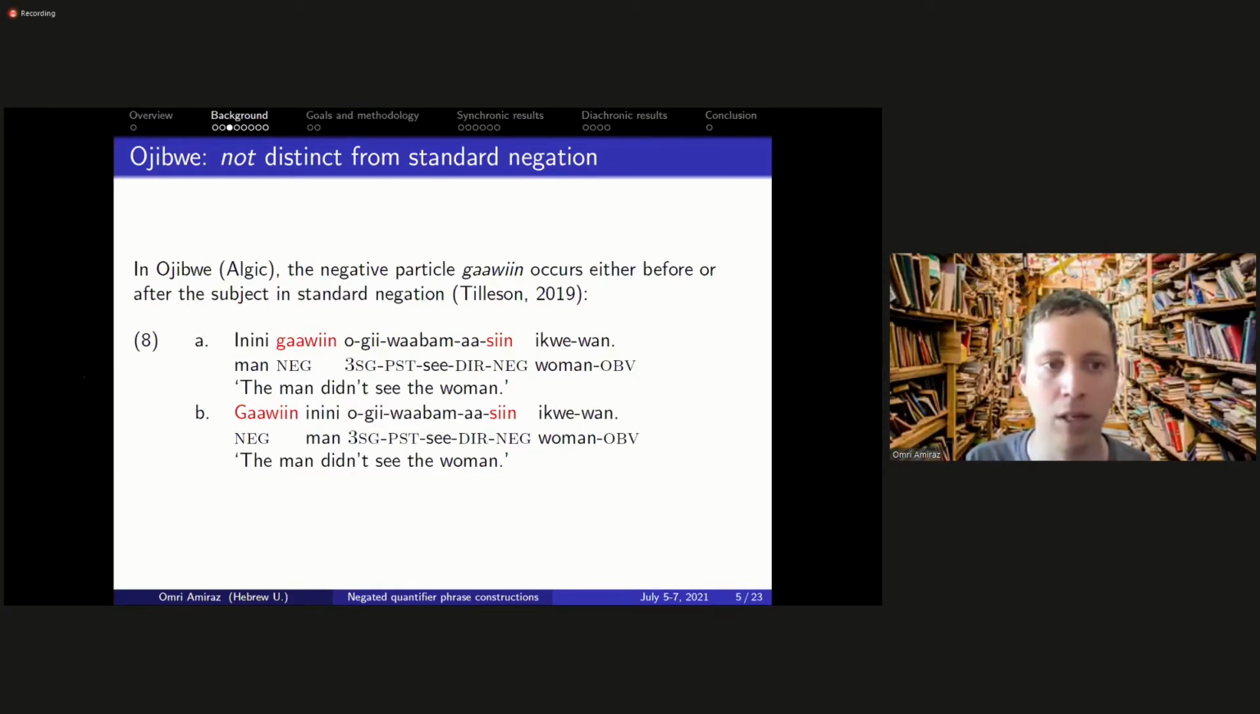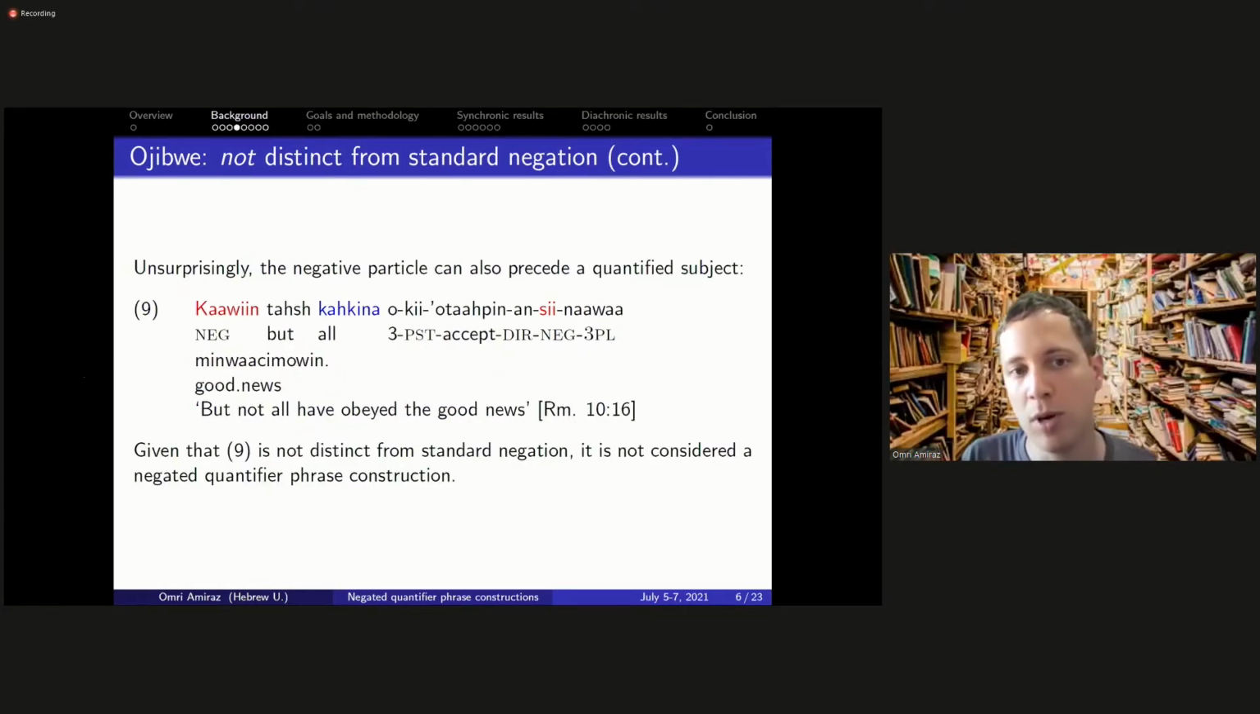Both options are possible. And unsurprisingly, you can also position the negative particle before a quantified subject. So for example, in this sentence, "but not all obeyed the good news," the negation precedes the quantifier. So given that in 9, this construction is not distinct from standard negation because this word order is also possible in standard negation, I do not consider it a negated quantifier phrase construction, unlike what we previously saw in English, where the two constructions differ.